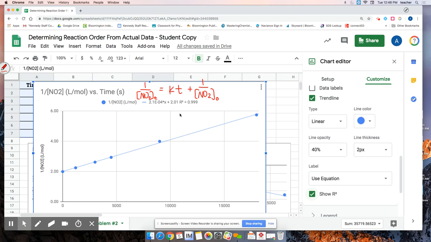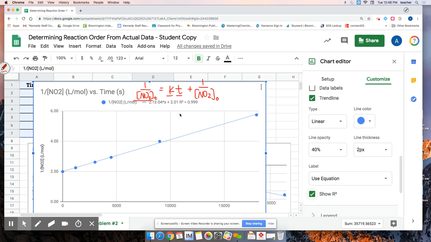Okay, so that's our integrated rate law. So what that tells us is that our Y data should be this 1 over concentration of NO2, and our slope is the K. Our X data is time, and then our Y-intercept should be 1 over our initial concentration, which in our data is 2, and that's right where it crosses, so that's good.